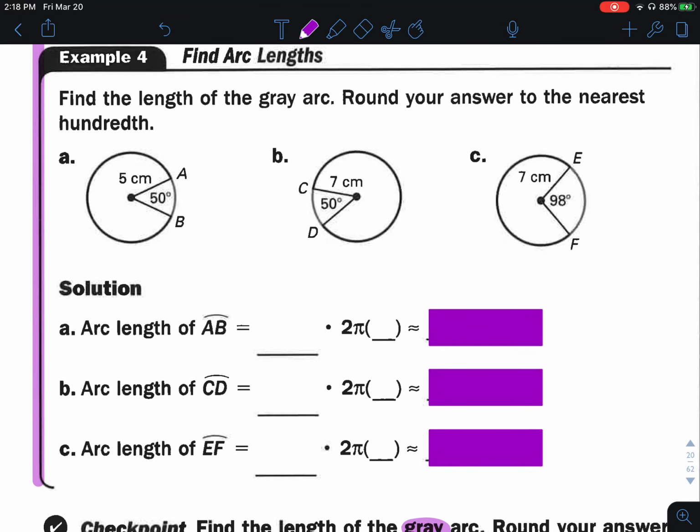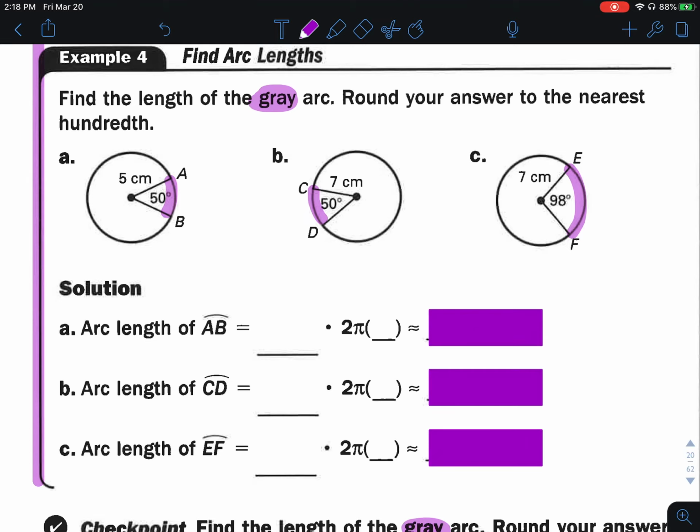So find the length of the gray arc. Round your answer to the nearest hundredths. Hundredths is 2 decimal places. I'm going to color these in. We're looking for this arc, and this arc. So instead of gray, we're going to do purple. All right. So for A, find the length of arc AB.